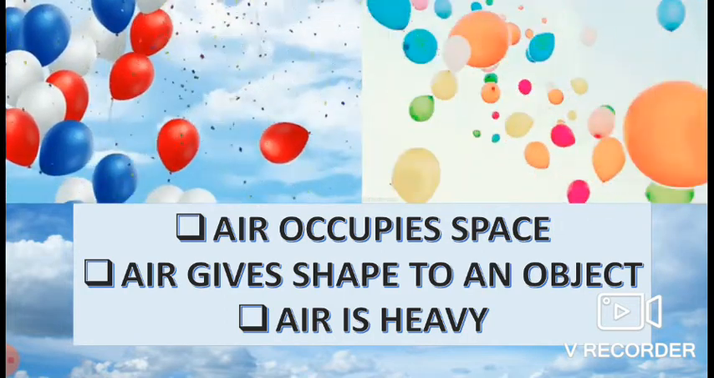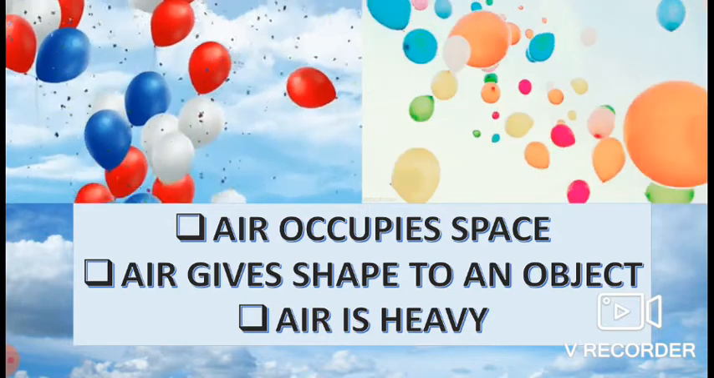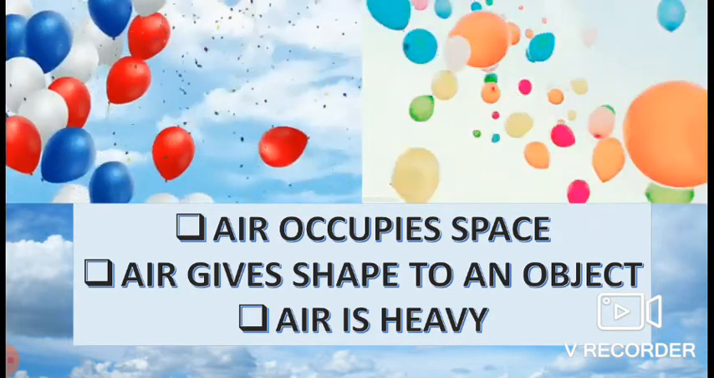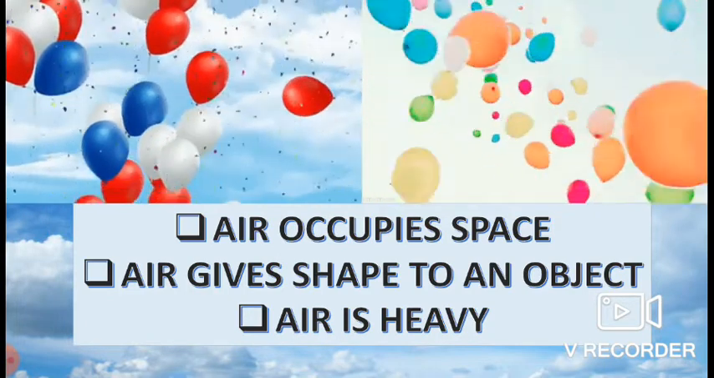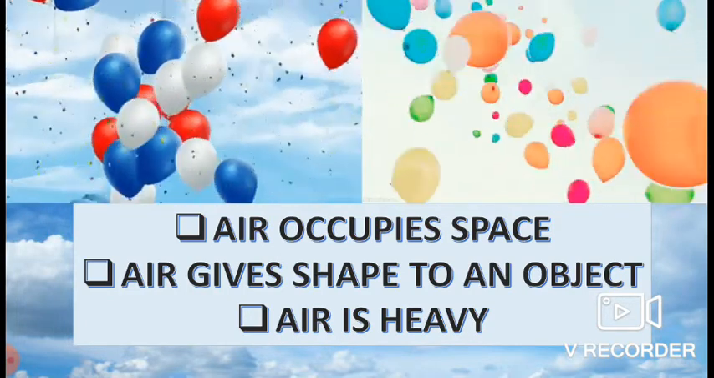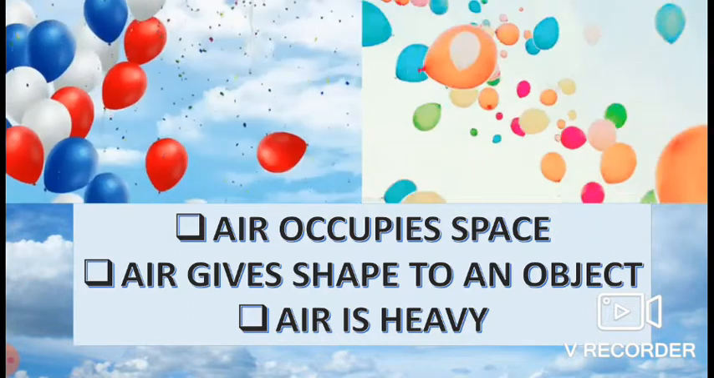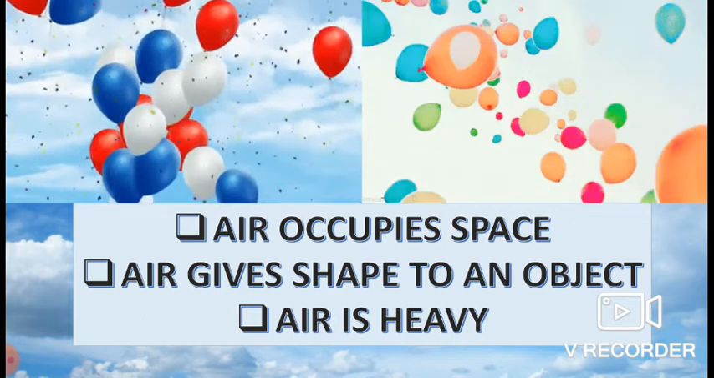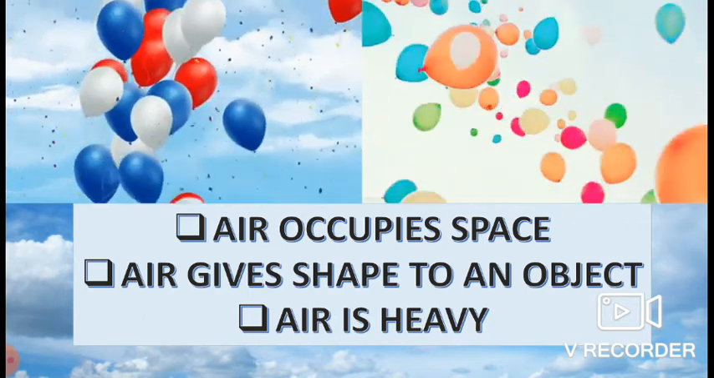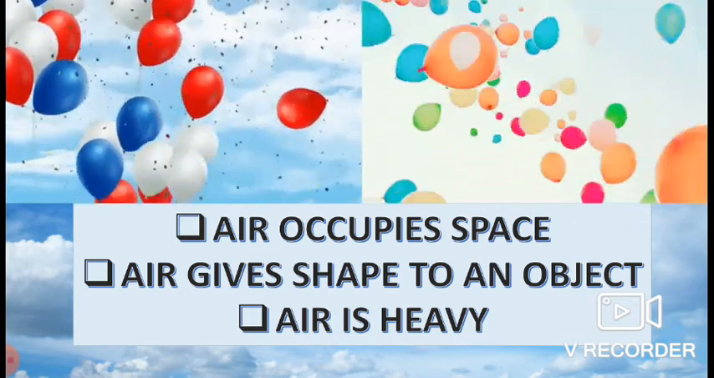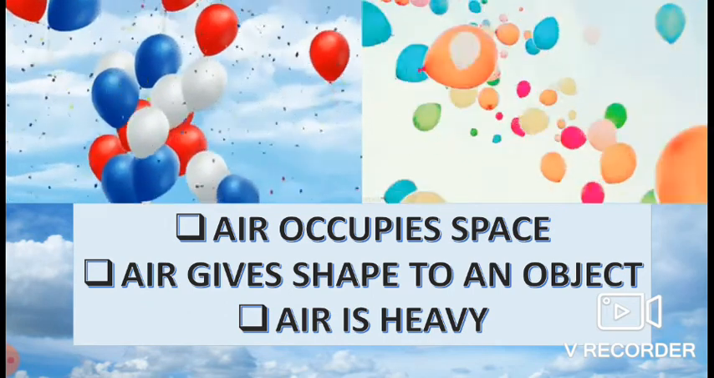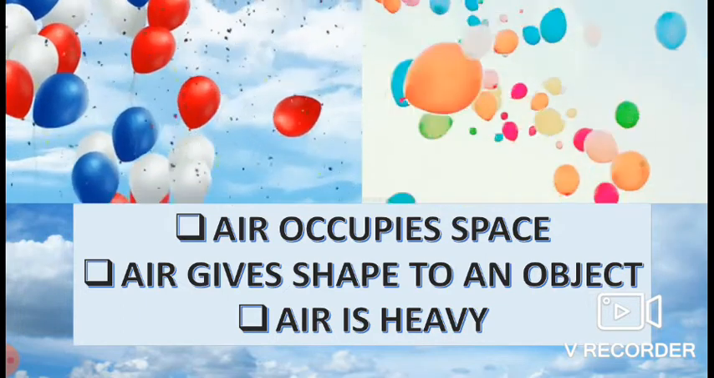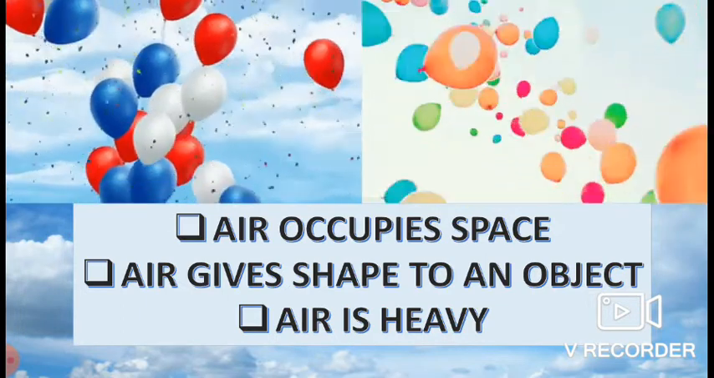Children, now you have come to know that air can give shape to things as it occupies space. For example, you blow it into a balloon, it takes the shape. At first, the balloon is small and flat. However, when you blow air into the balloon, it grows in size and is heavier than it was before you blew it up. Children, get ready for an activity.